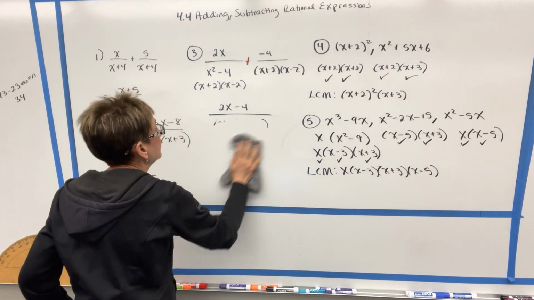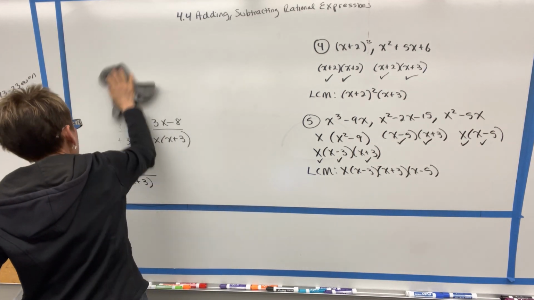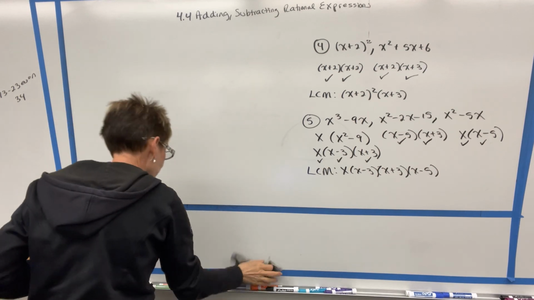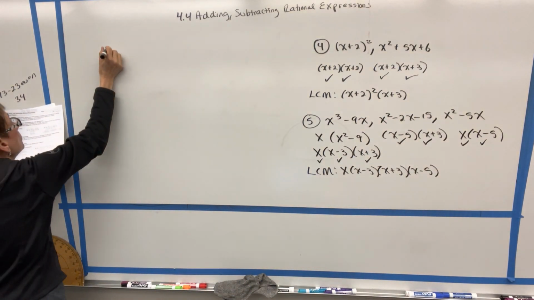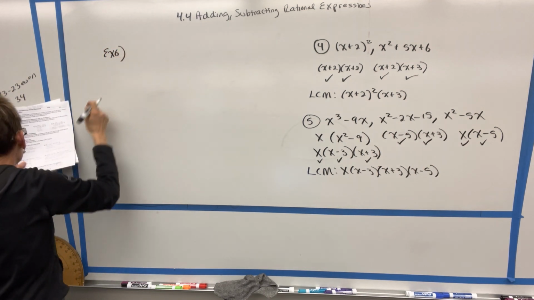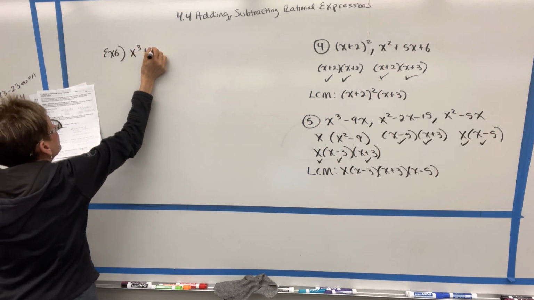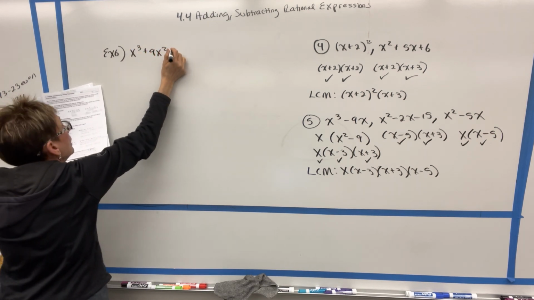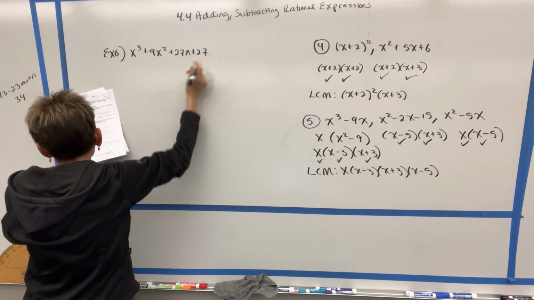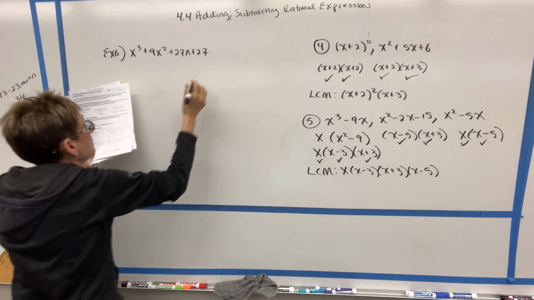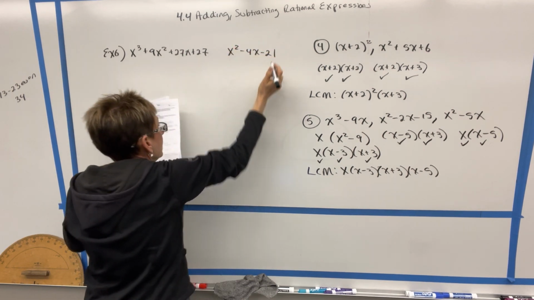Okay, so I hope you're kind of seeing the pattern here, and that is to factor and then make sure that you include one of each factor to the highest power it appears. Let's do one more example of finding the least common multiple. Let's say we've got x cubed plus 9x squared plus 27x plus 27. And then I've also got x squared minus 4x minus 21.